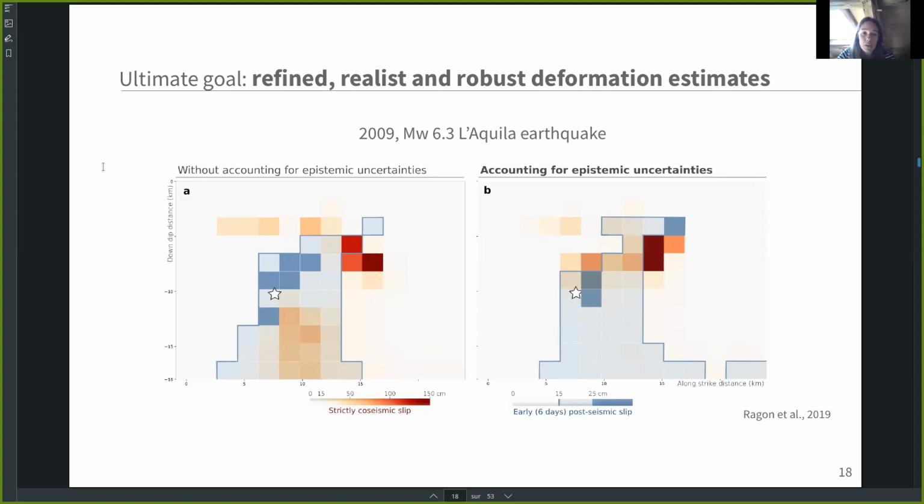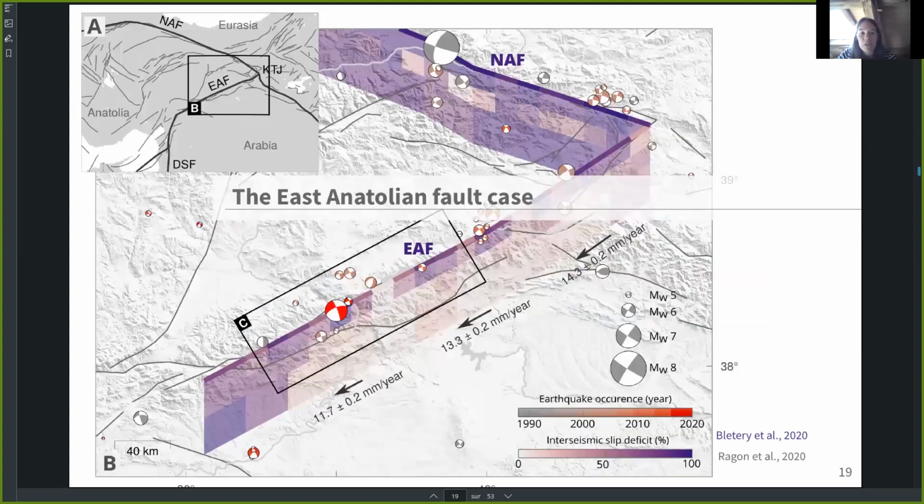Another thing we did, and I want to present it very quickly, is to study the East Anatolian fault case, also accounting for uncertainties. The East Anatolian fault accommodates the deformation between the Anatolian plate and the Arabian plate. It all started with work from Quentin, Olivier, and Jean-Mathieu, who determined the interseismic slip deficit along the East Anatolian fault. That's what you can see here in purple.